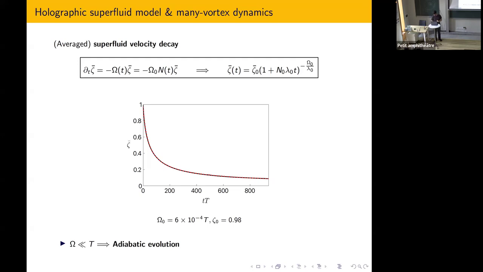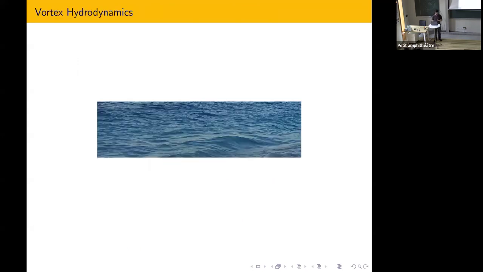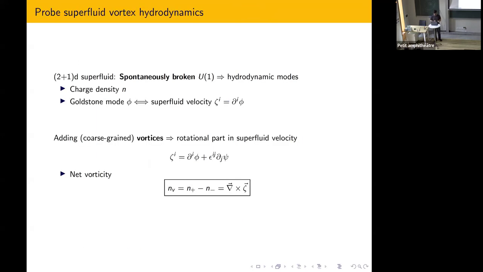Okay, since I don't have much time, I will just move very quickly to hydrodynamics. The system is described by two parameters, the charge density and the superfluid velocity. These are the lower energy modes. In the presence of vortices, we have some rotational part for the superfluid velocity, and we can define the net vorticity as just the rotational part. This is the number of vortices minus anti-vortices.